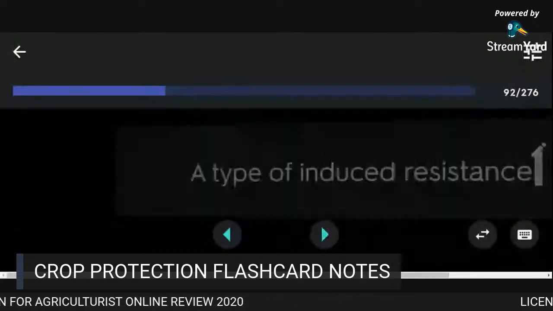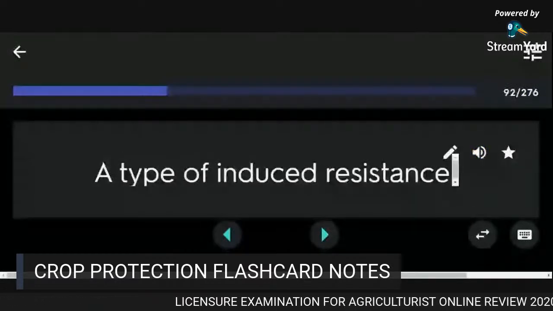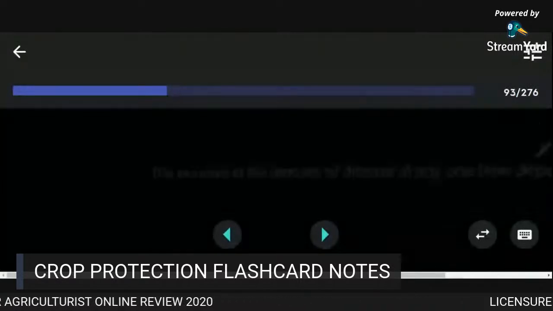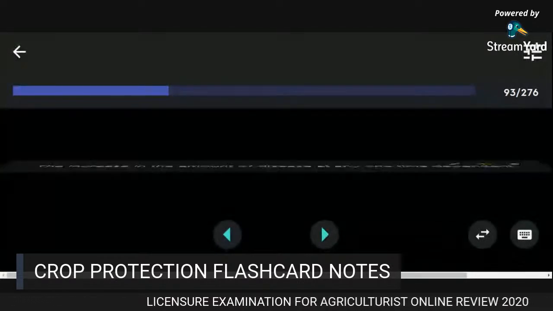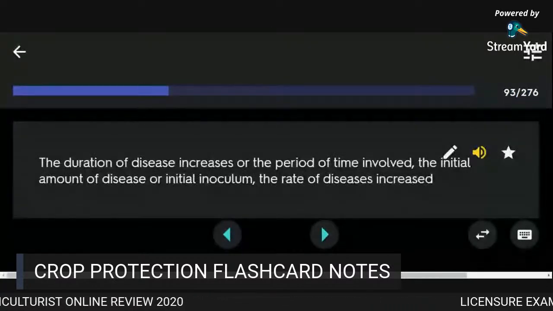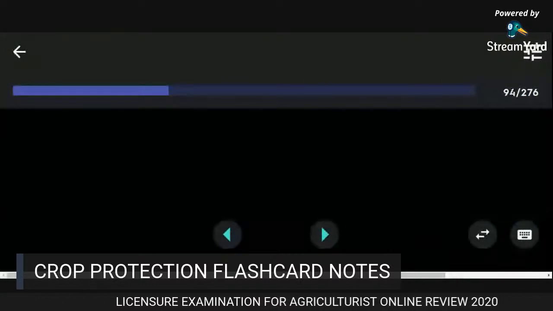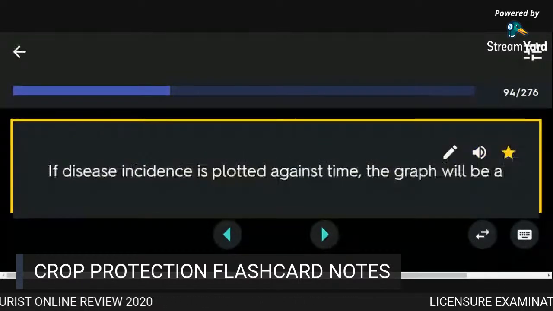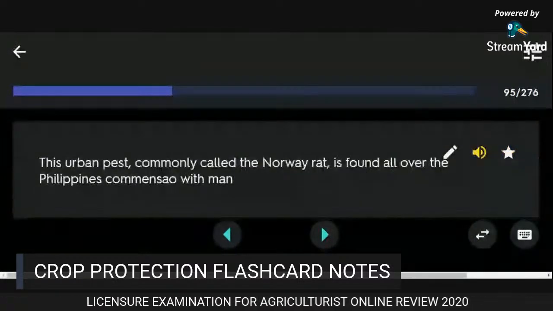A type of induced resistance. Active defense mechanism to pathogen establishment, hypersensitivity, plant immunization. The increase in the amount of disease at any one time is dependent on the duration of disease or the period of time involved, the initial amount of disease or initial inoculum, and the rate of disease increase. If disease incidence is plotted against time, the graph will be a sigmoid curve.